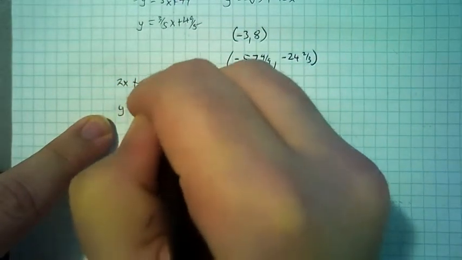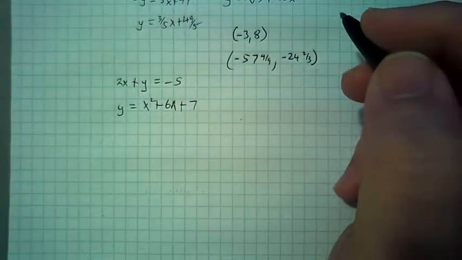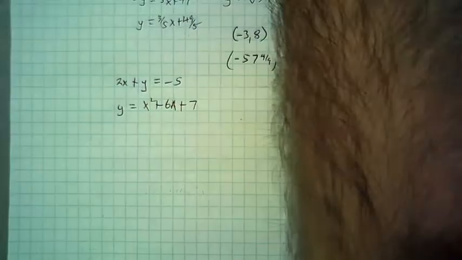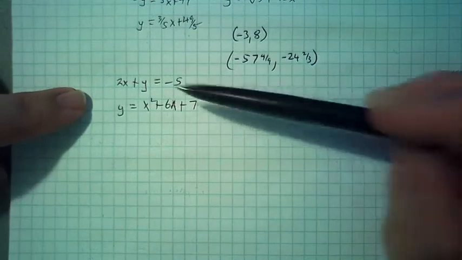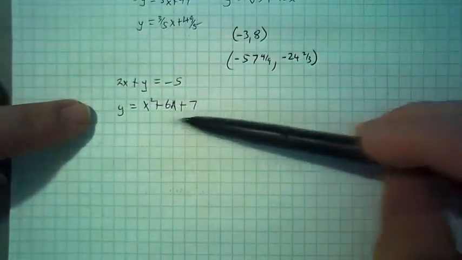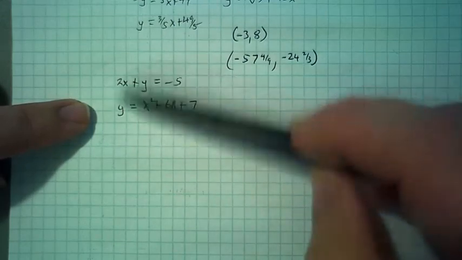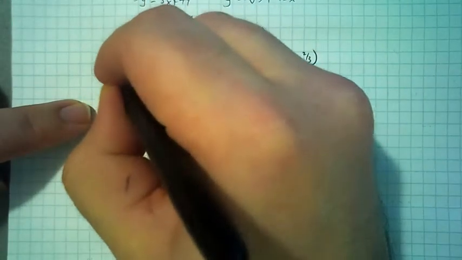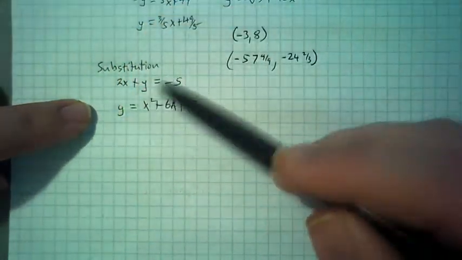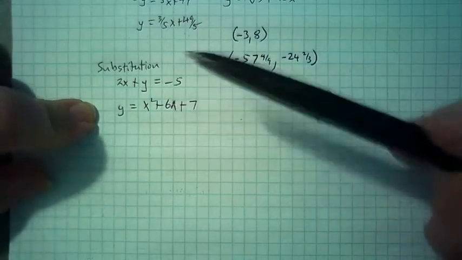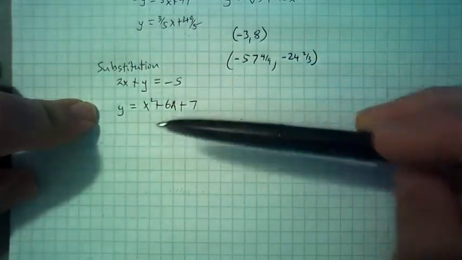y equals x squared plus 6x plus 7. Okay, so this is my equation then. My equations. One is a line, one is a parabola. I'm looking for 0, 1, or 2 solutions. In this case, we're going to use substitution, although I am going to talk briefly about elimination. In case you don't remember from Chapter 3, substitution, you pick a variable and solve for it.